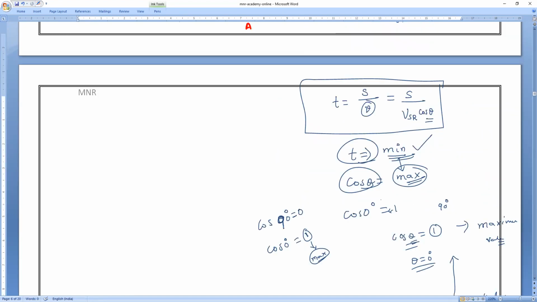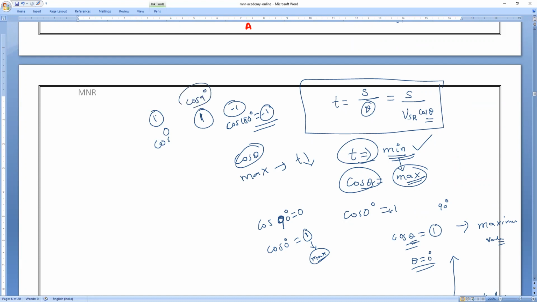Because when cos theta is maximum, time will be minimum. Cos theta varies from 0 to 1. If you go beyond 90 degrees, again you will get cos 180. What is the cos 180 value? Cos 180 value is minus 1. Yes or no, guys? Understand, brothers? So cos 0 is 1, cos 90 is 0, and again cos 180 is minus 1.